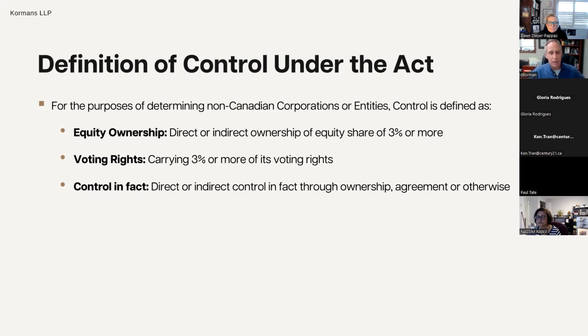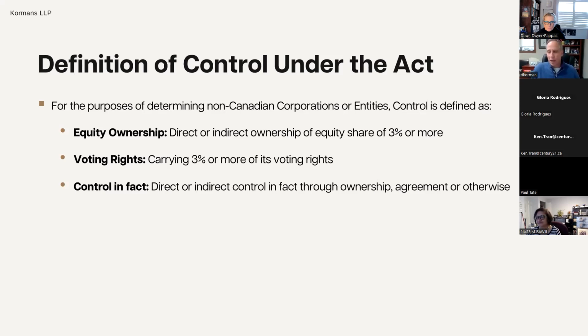And the third part is control in fact, whether there's direct or indirect control in fact through ownership, agreement or otherwise. The reason they have that catch-all there is they're trying to anticipate all the ways that you are all thinking about right now. How can I get around this, how can I scheme around this? They try to close all the loopholes. What if someone buys it in trust, or I get a Canadian to buy it, but it's really mine, and we do a side agreement, all that.